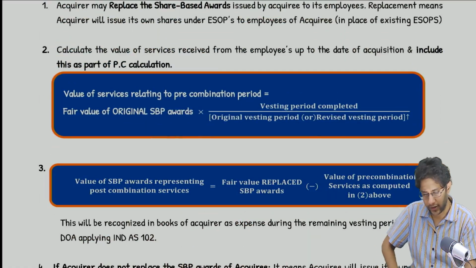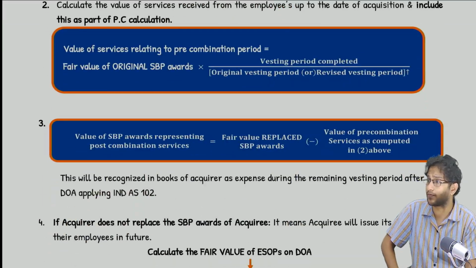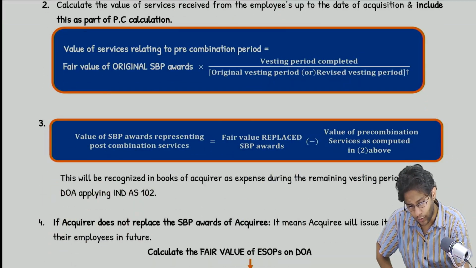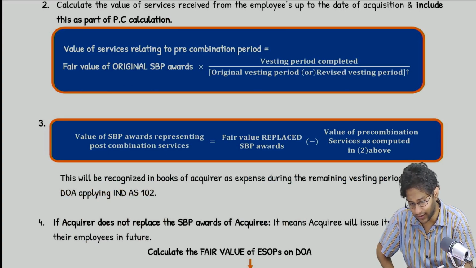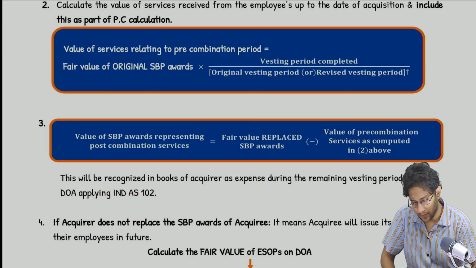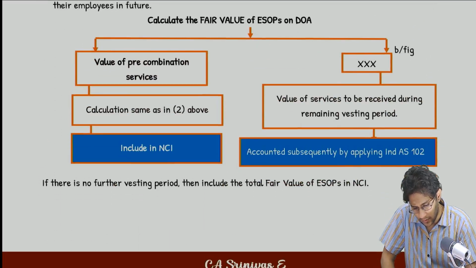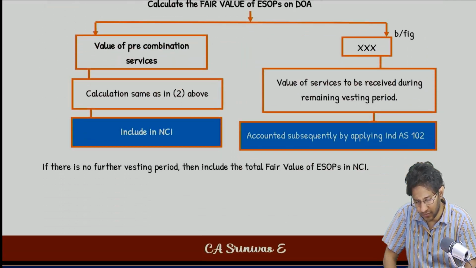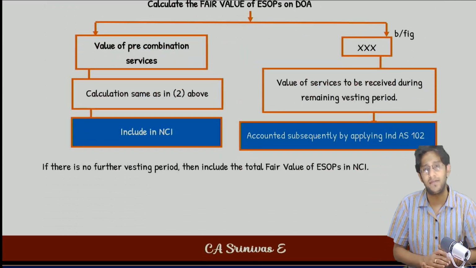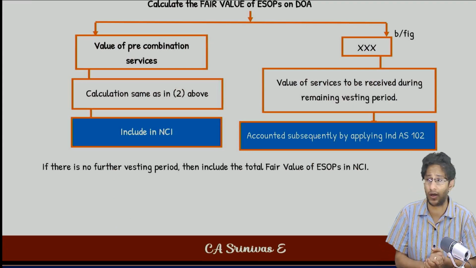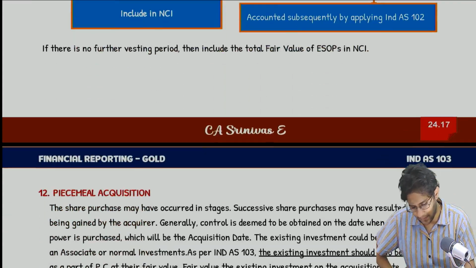So that's what I have given here, sir. Share-based awards: one formula for pre-combination services, post-combination services. So you just have to see whether it's getting replaced or not. If it's getting replaced, add it to PC. Not getting replaced, add it to NC.